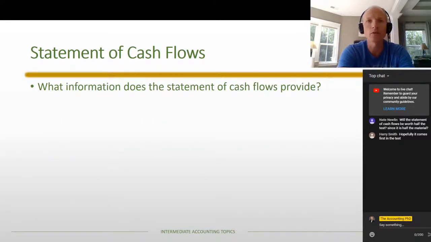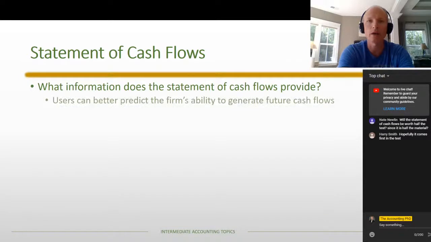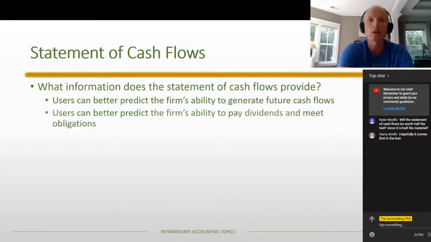All right, so what information does the statement of cash flows provide? First of all, users can better predict the firm's ability to generate future cash flows. That's the main purpose: they're better able to predict future cash flows, and hopefully they can make better decisions with that information.